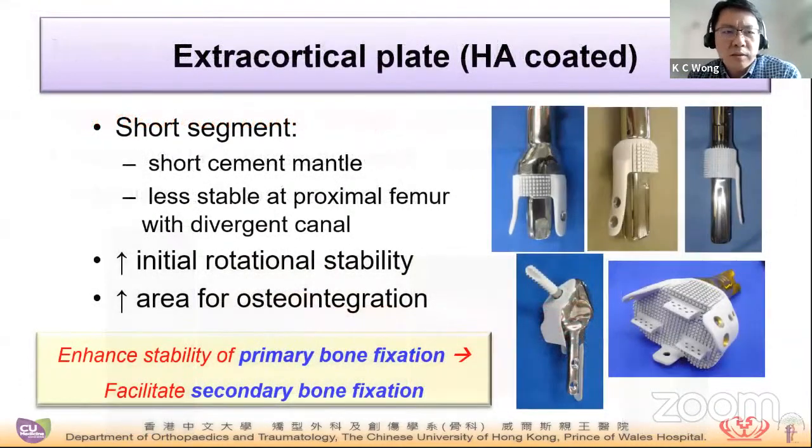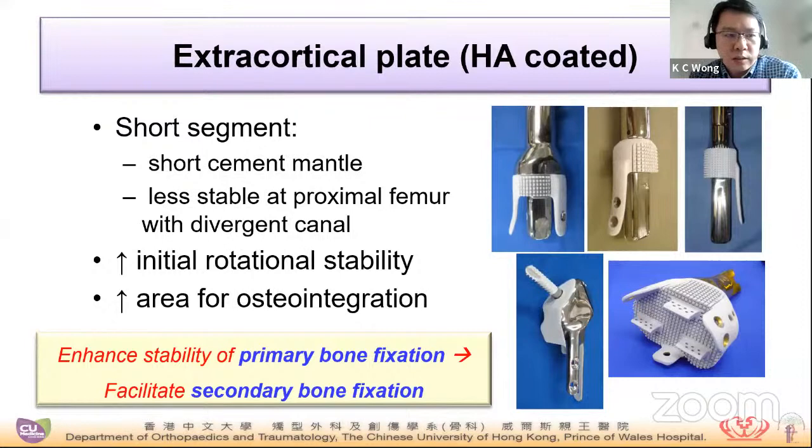For all the custom implants, the first concept is that they should be anatomical. But for us, the bone implant junction should also be more biological, in the sense that they should have a final secondary bone fixation. But before you can achieve secondary bone fixation, you should achieve primary bone fixation stability first. And that's the place for the customization. You can work on your specific case with the specific bone defect to enhance the primary bone fixation.